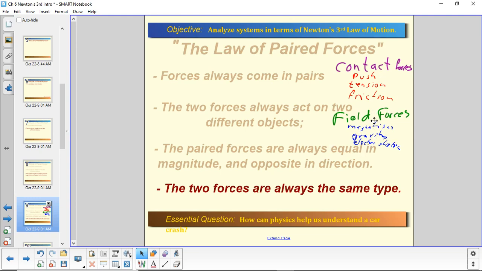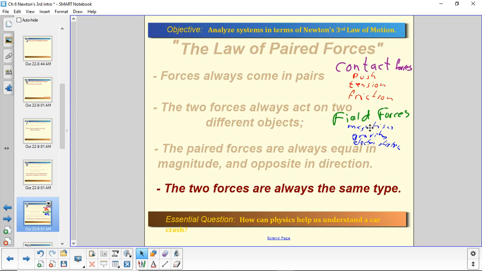So contact forces and field forces. And what this last bullet says is the two forces are always the same type. So for the baseball hitting the bat, that's a contact force. There's a contact force between the ball and the bat, and between the bat and the ball.